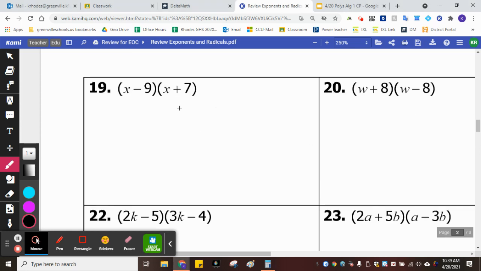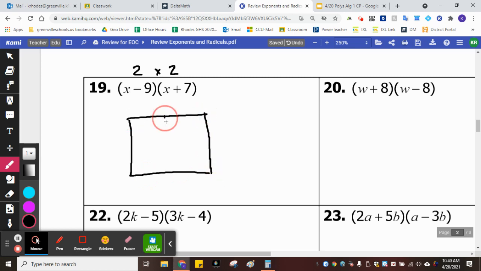Again, I'm going to do the box method. Another method is FOIL if you like FOIL, but this is a binomial, 2 terms, and a binomial, 2 terms. So we're going to have a 2 by 2 box. So x and negative 9, x and positive 7. You can put the plus there, it's not going to hurt anything.